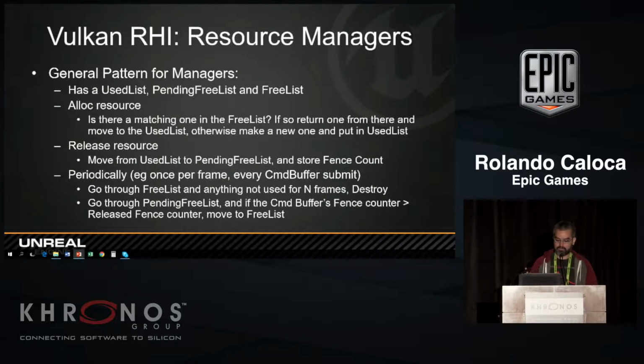The general pattern or algorithm for managers is that we have a use list, a pending free list, and a free list. When we allocate a resource from the renderer, we try to find it on the free list. If there's one, cool, we just put it on the use list and return that one. Otherwise, we make a new one and add it to the use list. When the renderer says it's done with this resource, we move it from the use list to the pending free list, and we store the fence counter and the command buffer. Then periodically, once per frame or every command buffer submit, we go through the free list, and anything that's not been used for n frames, we just destroy it. We call vkDestroy on it. We also go through the pending free list, and we check the counter that we stored when we released it against the current command buffer's fence counter. Once it's past that counter, we can move it to the free list.